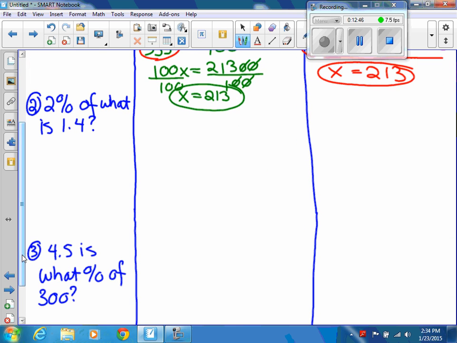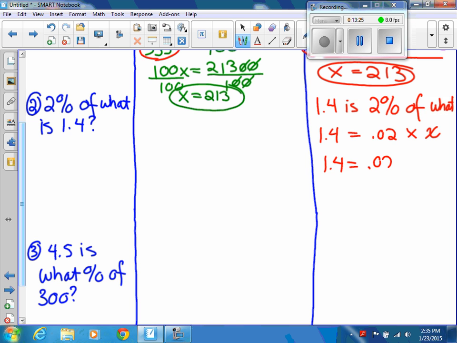All right, so 2% of what is 1.4? Well, let me go back to that question part. What percent of what? So what is, it's 1.4. So it's 1.4 is what percent, it's 2%. 1.4 is 2% of what? There's my question. That means I have 1.4 equals 0.02 times x. So actually, I wouldn't write it like that, would I? I would actually write it out. So we're going to 1.4 is equal to 0.02 x.